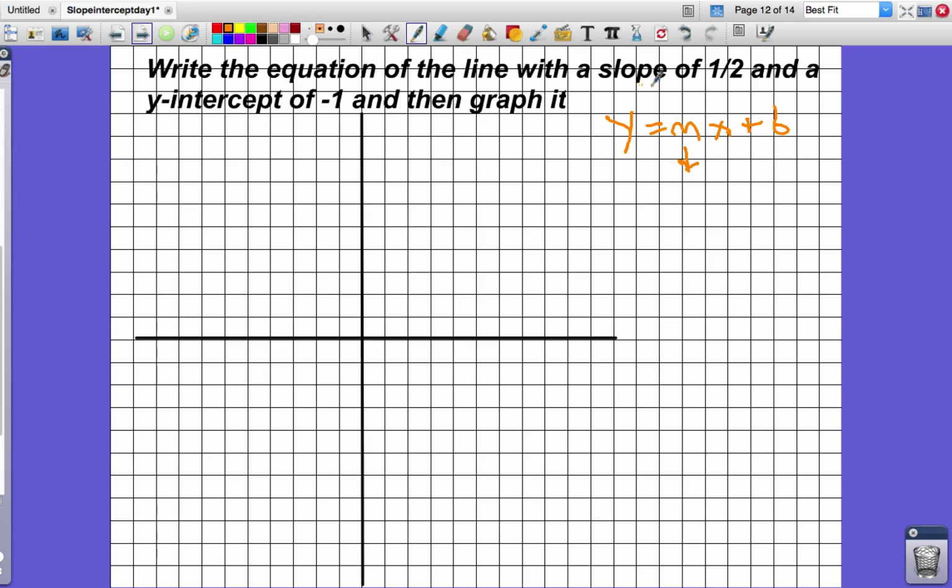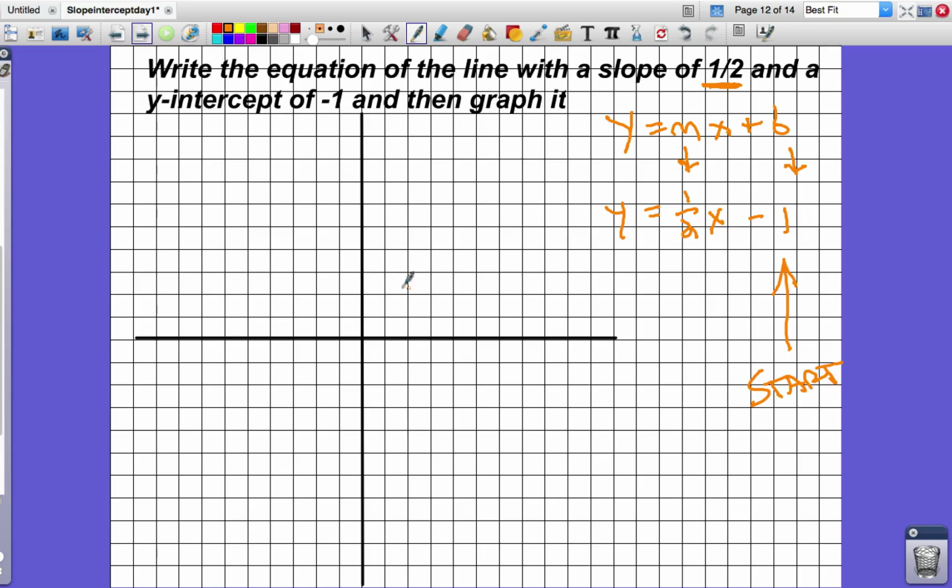Here's my slope, which is 1/2. Here's my y-intercept, which is -1. I'm all done. y equals 1/2 x minus 1. There's my equation. Now I'm going to figure out, how do I actually graph this equation? I'm going to start at my y-intercept, because I know where that is on the graph.